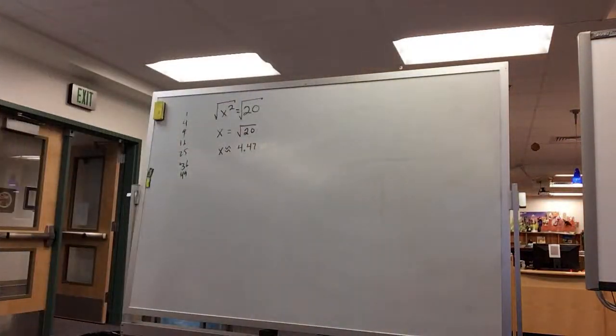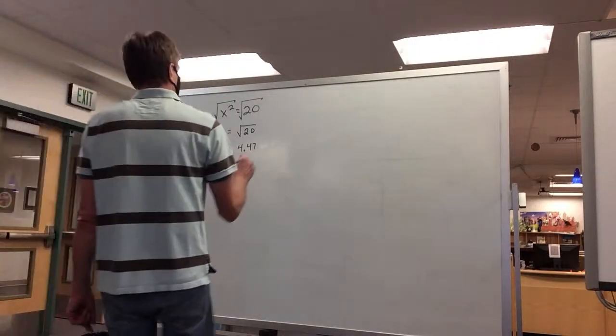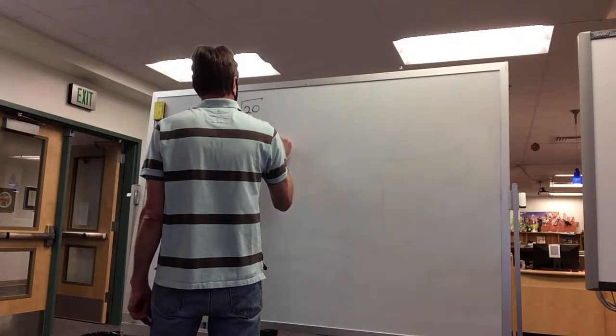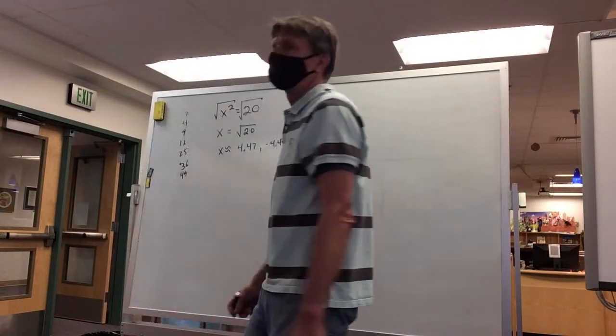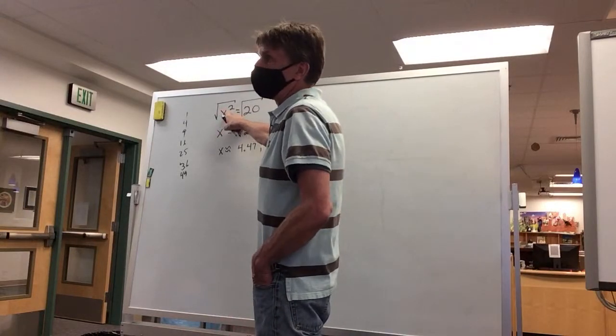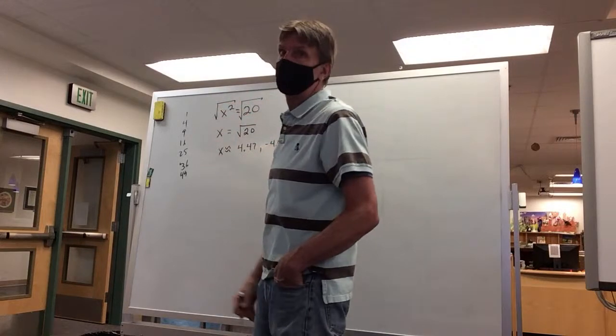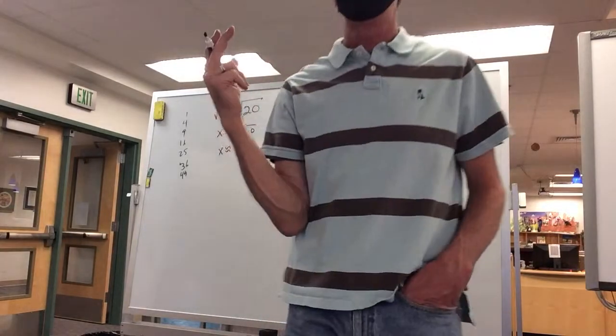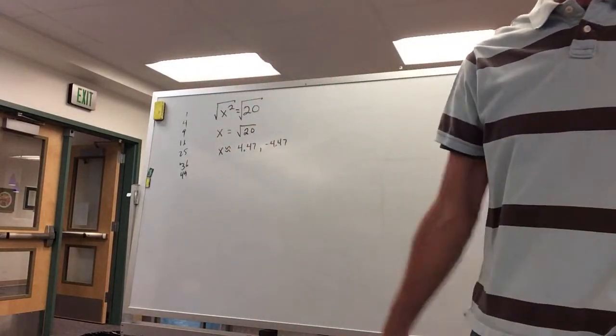Oh, is it the negative too? Yeah, it's going to be a positive and a negative. So did you do your homework? Oh, you didn't do it though. Yeah, so this is going to be a positive, and it's going to be a negative 4.47. You get two of them, because you can put a negative value in here and multiply it by itself and still get a positive 20. So you get two answers when you take the variable out from underneath the square root symbol.